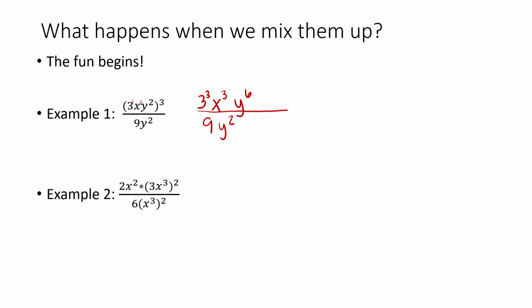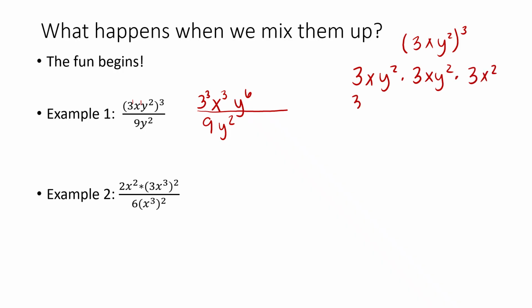Now, if that felt weird to you, or you're like, I'm not sure I followed all that, I want to do this a different way off to the side here. So remember that to cube something means to use it as a factor 3 times. And what we're cubing is the parentheses. So that whole group of things is what's being cubed. So what that really is, is 3xy squared times 3xy squared times 3xy squared.